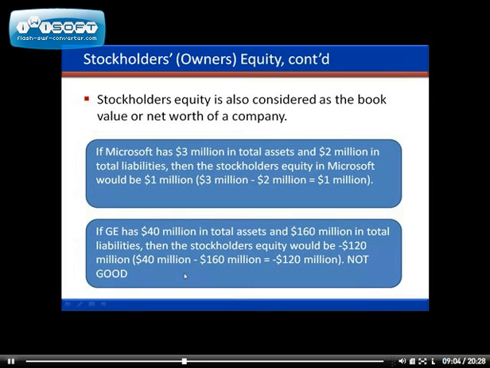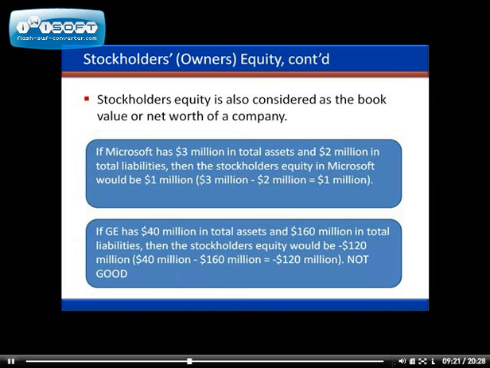Let's look at another example. If GE had $40 million in total assets and they had $160 million in total liabilities, then the stockholders' equity would be a negative $120 million. That's not good.